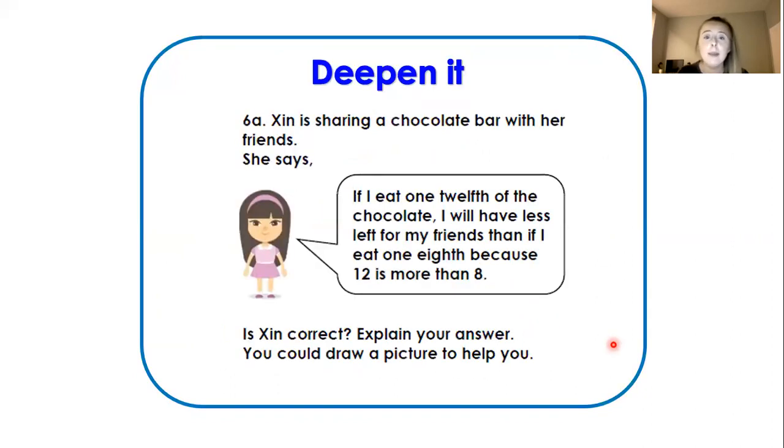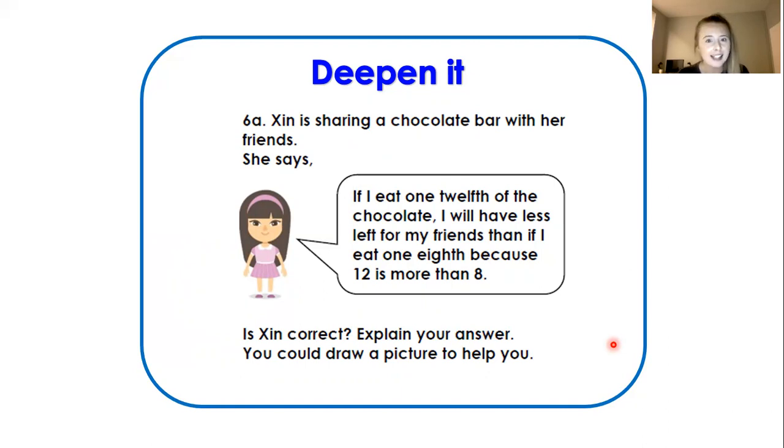And your deepen it today is similar to the one yesterday. Sin is sharing a chocolate bar with her friends. She says, if I eat 1/12 of the chocolate, I will have less left for my friends than if I eat 1/8, because 12 is more than 8. I'm going to repeat that. If I eat 1/12 of the chocolate, I will have less left for my friends than if I eat 1/8, because 12 is more than 8.